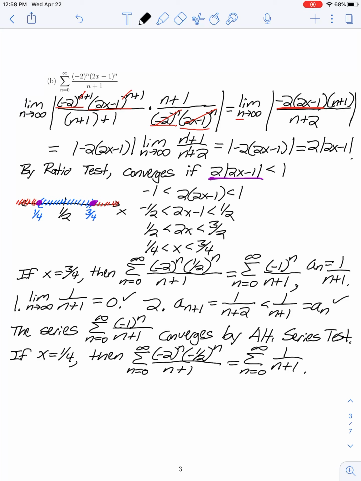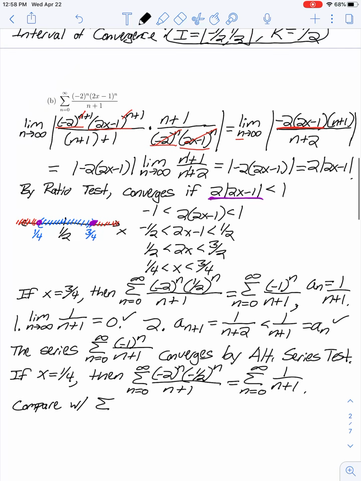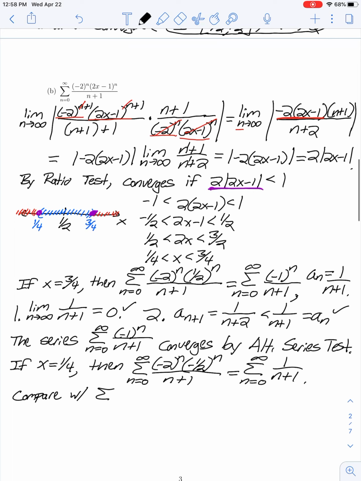So simplifying, we have the sum from 0 to infinity of positive 1 over n plus 1. Looking at this series, we could determine its convergence or divergence by using a limit comparison test. Our general term is a rational function, 1 over n plus 1. So it looks pretty similar to 1 over n, the harmonic series. So let's compare with the harmonic series, 1 over n.